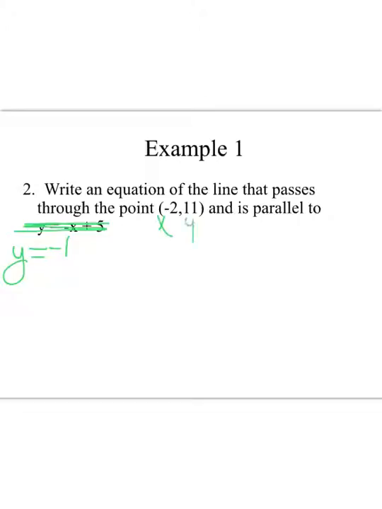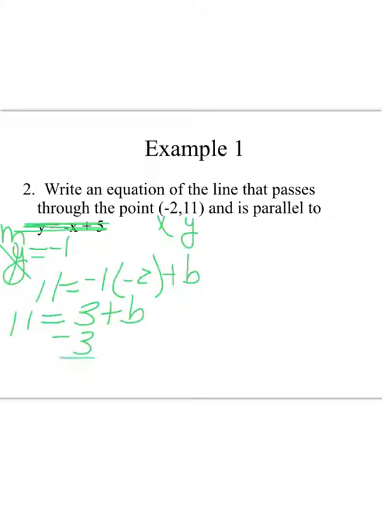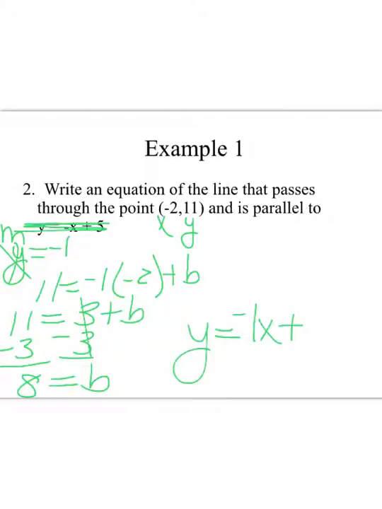Now using my x and my y from the ordered pair, I'm going to find that y-intercept or b value. y does not equal negative 1, m equals negative 1. So 11 equals negative 1 times negative 2 plus b. So 11 equals positive 3 plus b. We're going to subtract 3 from each side. And we end up with 8 equaling b. So my newly formed line is y equals negative 1x with a starting point or a y-intercept at 8.